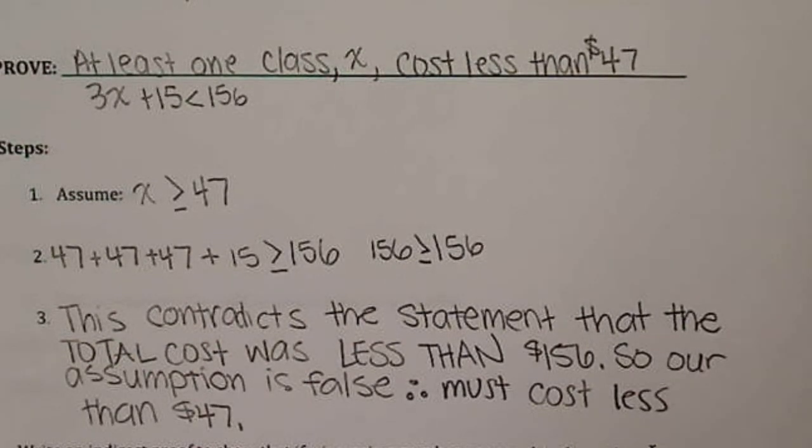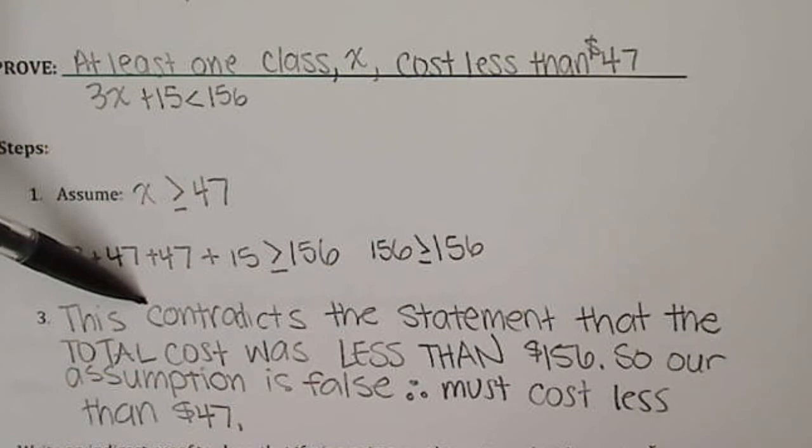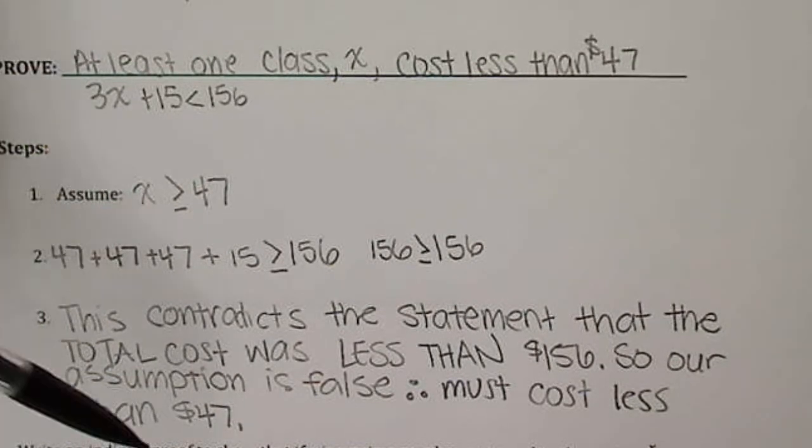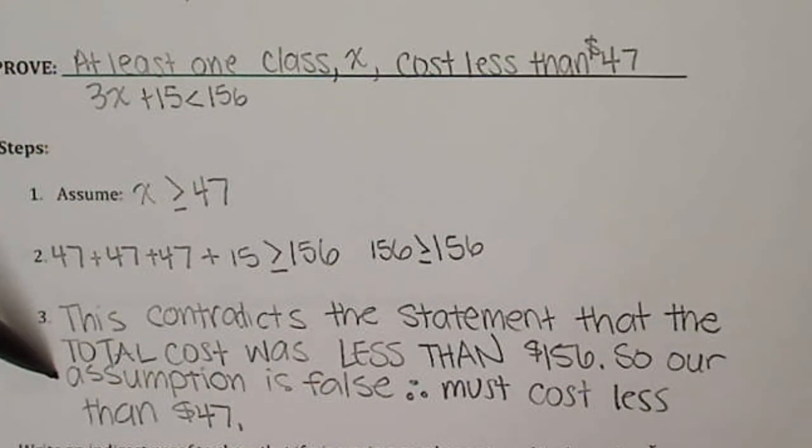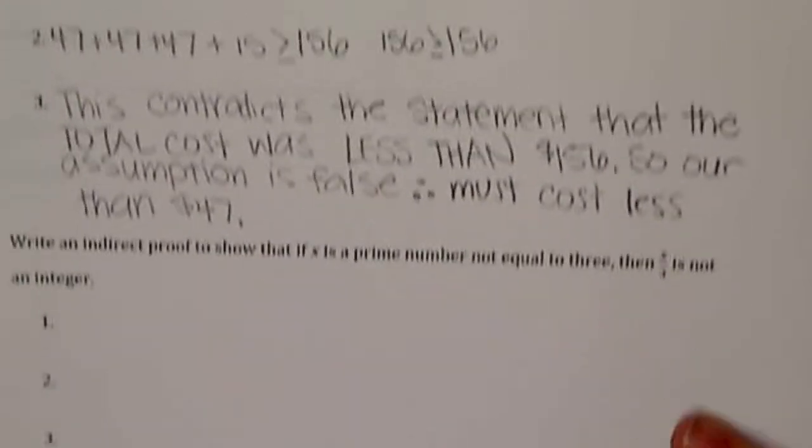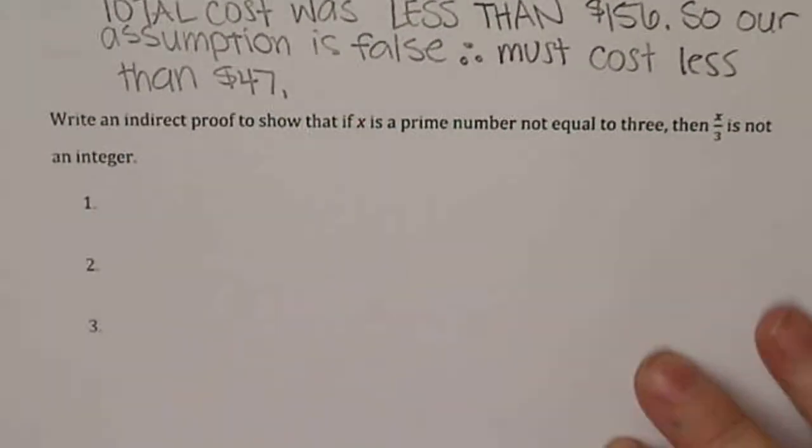When you're wording it, if you don't word it word for word like I did, it's okay, as long as you have in there that it contradicts the statement, that your assumption is false, and what must be true. Those are the 3 key ingredients to a good proof. Next example.